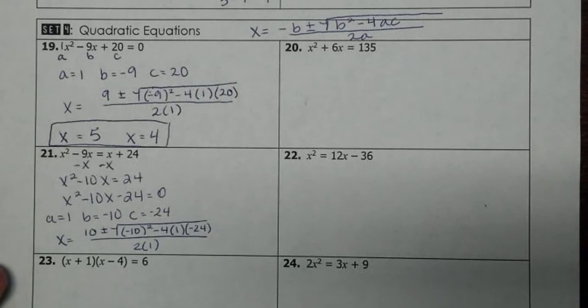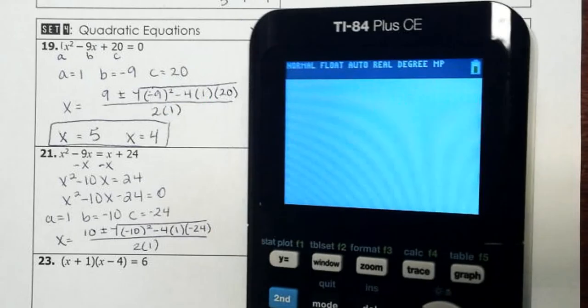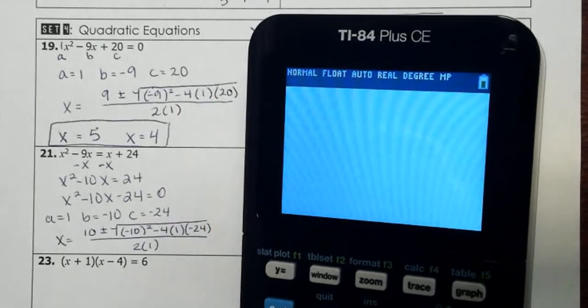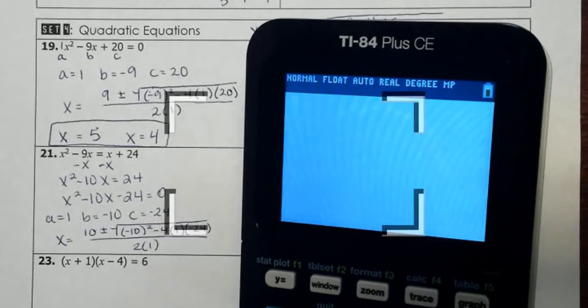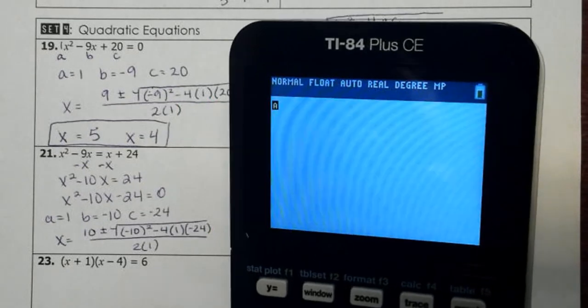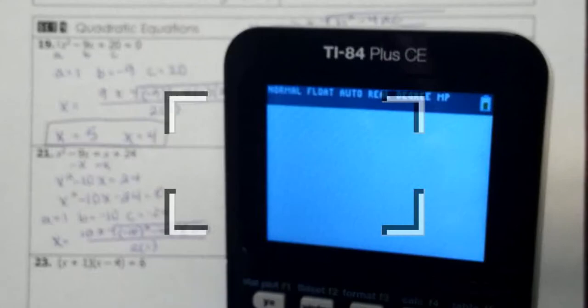So now remember, plug it in just like you did the other way on number 19. Plug it into your calculator. So I'm going to show you another way on these calculators to do it. It just has to be an updated calculator, which all of yours should be. So what you're going to do, let me figure it out, it's been a while. Let me figure it out really quick, hang on.